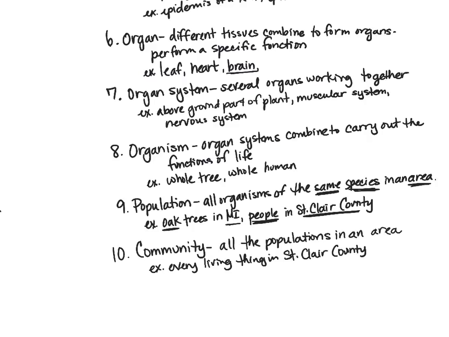Now this would be all the different populations, like we said: the humans, the fish, the birds, the trees, the grasses, all of the different organisms all together in St. Clair County. Now, all of the populations in an area are a community, right? Then if we take the community, which again is all of these living things in one area, and its physical environment, then we have what's called an ecosystem.